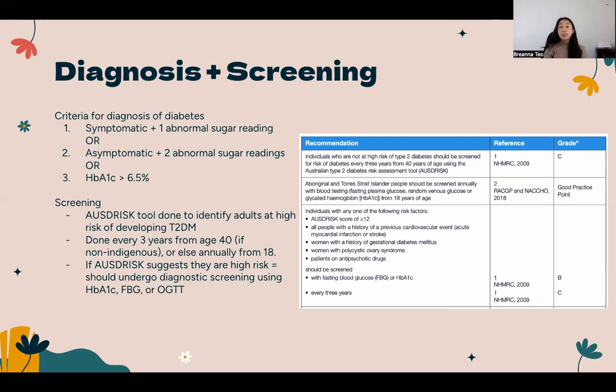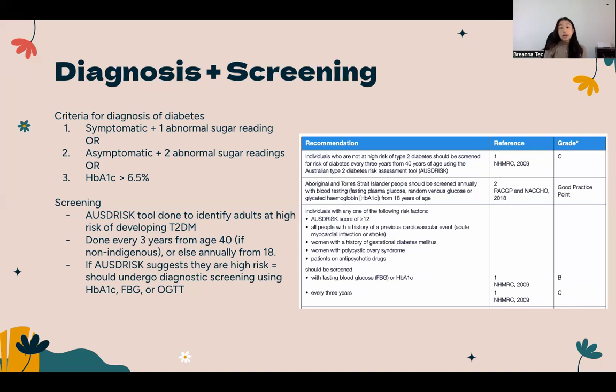Otherwise, if they're symptomatic, they only need 1 abnormal blood sugar reading. Or if they're asymptomatic, they will need 2 abnormal sugar readings. The different sugar readings that you can look at are things like the OGTT, a fasting blood sugar, or a random blood glucose as well. And this is from the Red Book.